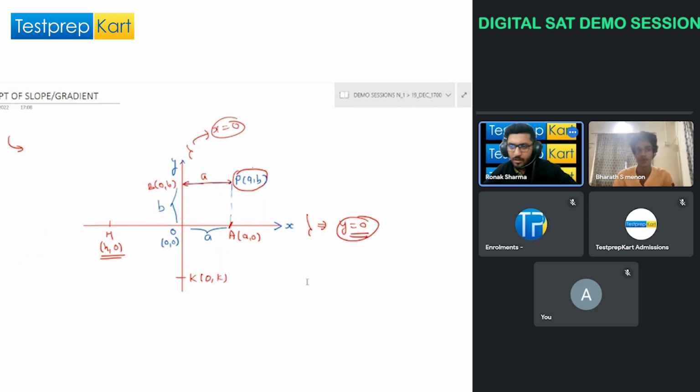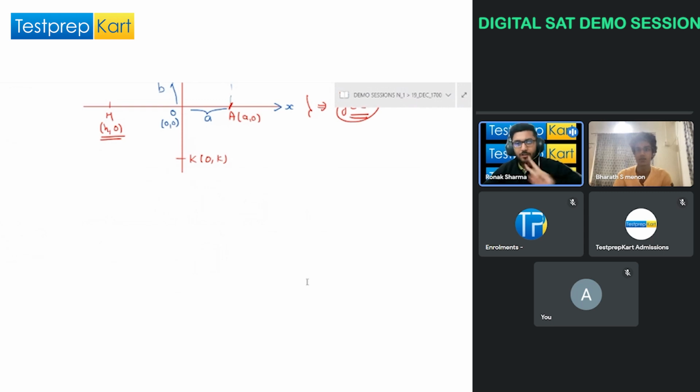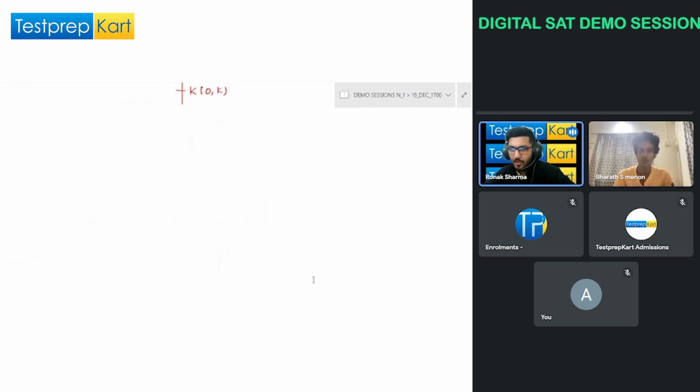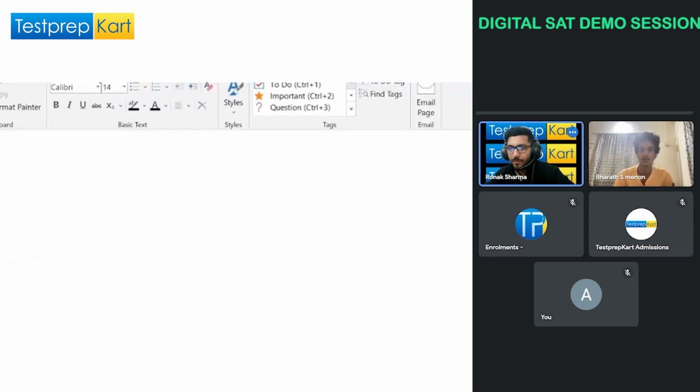Now I hope you're aware of the distance formula and the midpoint formula, so I'm not writing that part. These are the only two fundamental things that they have kept on asking again and again. Nothing else, nothing extraordinary they have asked, never ever. So let us directly come to the concept of slope.